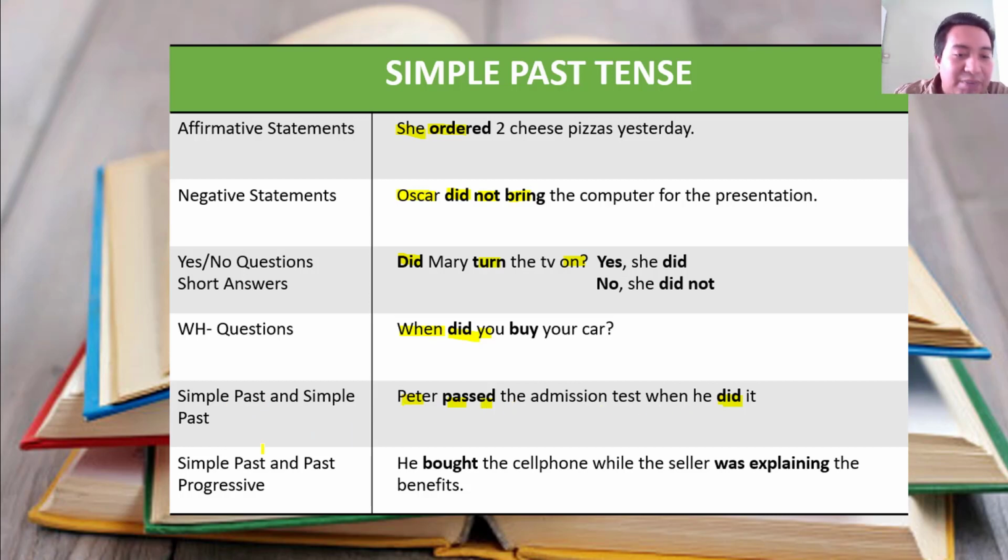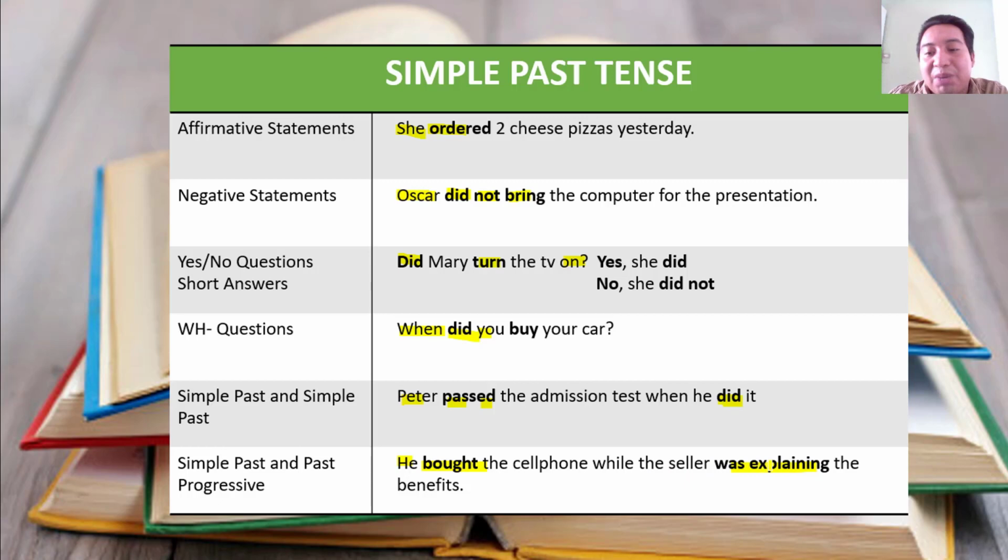Now, the next example, which is the last one, simple past and past progressive. Alright, I'm going to read it first. He bought the cell phone while the seller was explaining the benefits. Here we have he, which is the subject. The verb is going to be in the past, a regular verb for buy. So he bought the cell phone while the seller was explaining. This is the structure for the past progressive. The verb to be in the past, was, for seller was explaining.